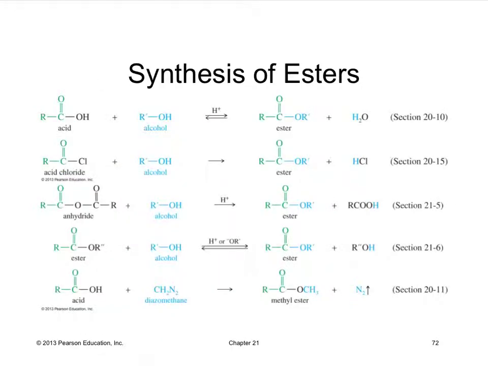Synthesis of esters, so you can have acid and alcohol in the presence of protons to generate your ester and water. Acid chloride and alcohol, this will generate ester with HCl. Anhydride with alcohol in the presence of acid, generate ester and the carboxylic acid. Ester and alcohol, either in the presence of acid or base, will generate ester and alcohol. Acid in the presence of diazomethane, which we've seen in prior chapters, will generate methyl ester and nitrogen gas.